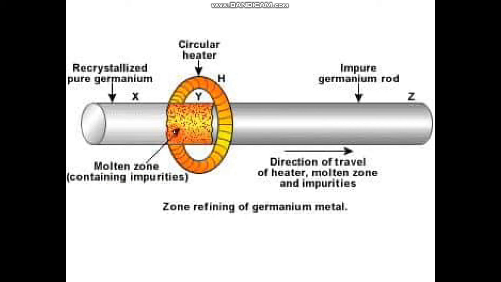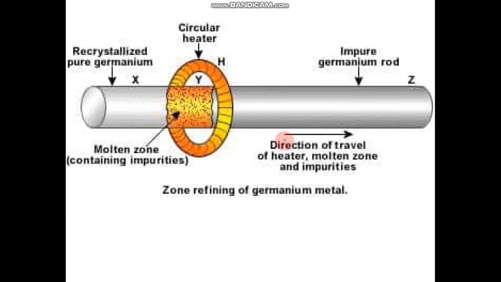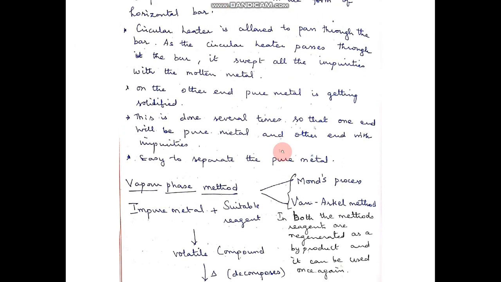And as I move the circular heater, it is taking away all the impurities with it. And you are going to do this again and again. When you do this again and again, the other end of this rod is getting crystallized. When you finish the process, you have the pure metal on one side and the impure part on the other side, so that you can separate the pure and the impure form.